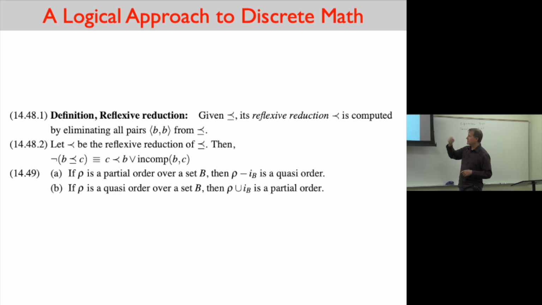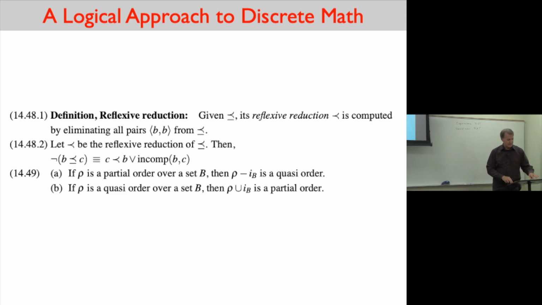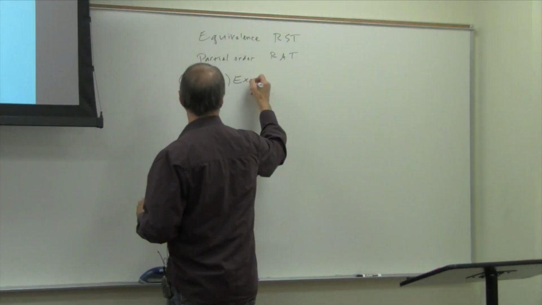our claim here is that if it's not the case that b is related to c, then equivalently either c is related to b or b and c are incomparable. Now this is a little tricky to see, but it's an important detail. And so what I want to do is give you an example of 14.48.2.